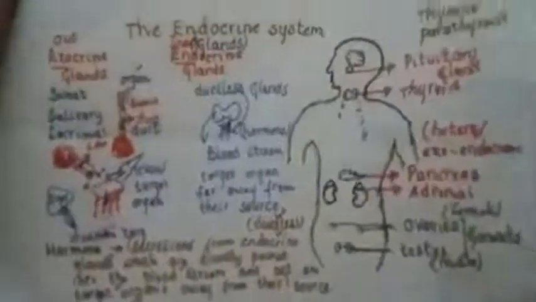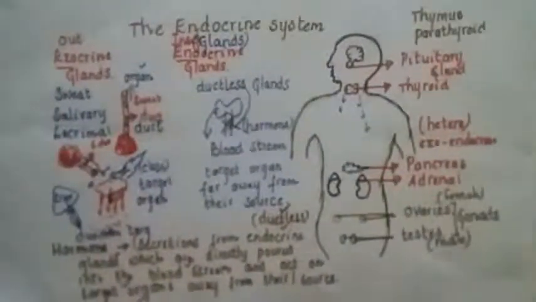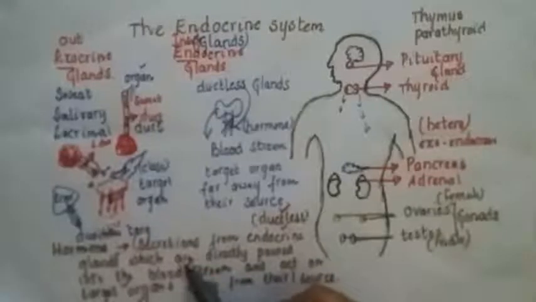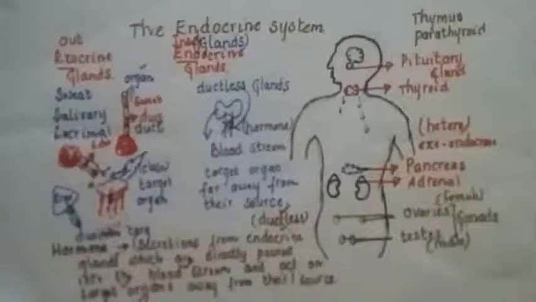So how about the definition of a hormone? Hormones are the secretions from endocrine glands which are directly poured into the bloodstream. So with this we complete the introduction of the endocrine system. In the next video we are going to learn in detail about one of the endocrine glands.